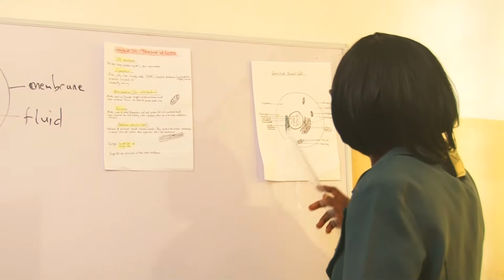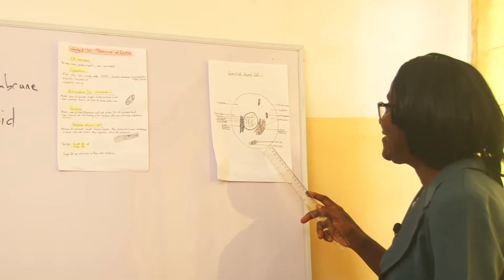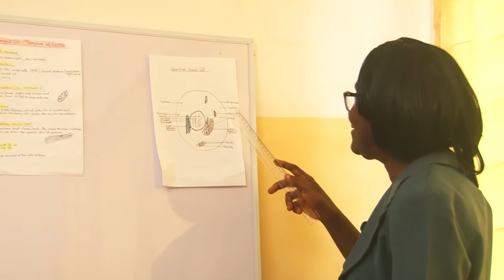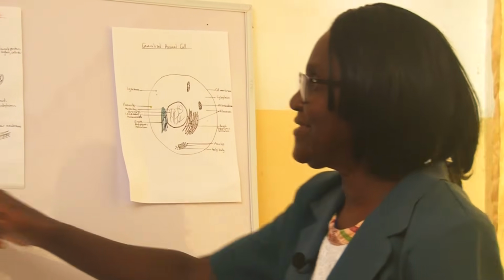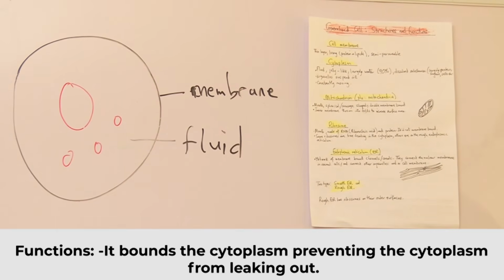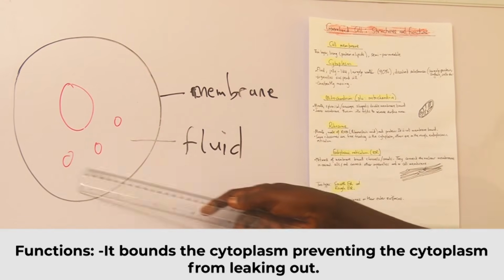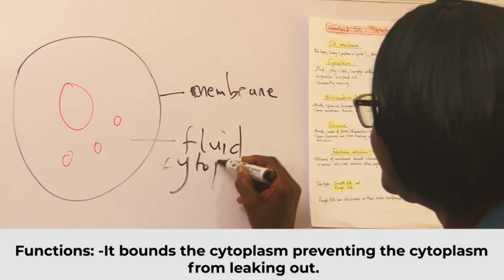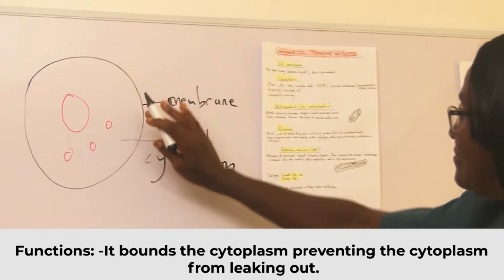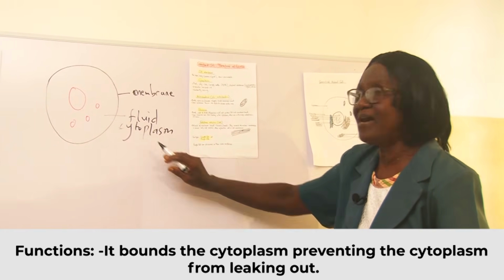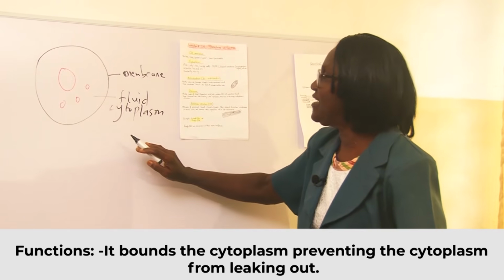Good. If we look at this cell here, this is the cell membrane, the outer part. Simply, this is the cell membrane. And the function of the cell membrane is, one, it bounds the inside fluid, and the inside fluid is called cytoplasm. The membrane bounds it. It prevents the cytoplasm from leaking out. That is one of its functions.